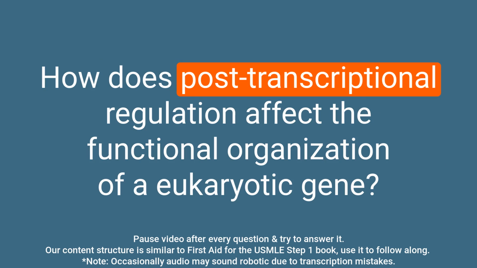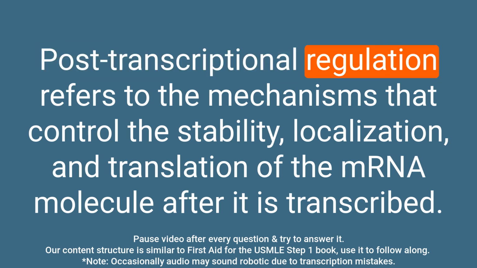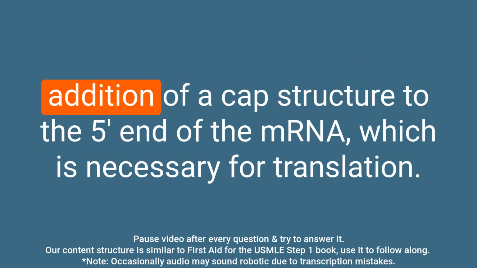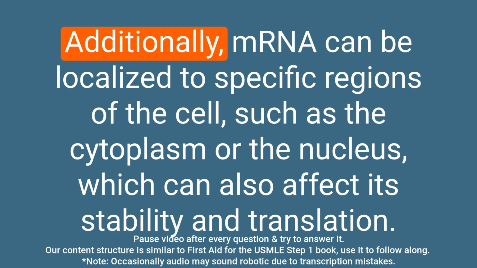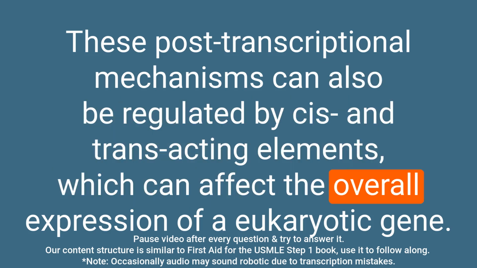Question: How does post-transcriptional regulation affect the functional organization of a eukaryotic gene? Answer: Post-transcriptional regulation refers to the mechanisms that control the stability, localization, and translation of the mRNA molecule after it is transcribed. These mechanisms include the addition of a poly-A tail to the 3' end of the mRNA, which increases its stability, and the addition of a cap structure to the 5' end of the mRNA, which is necessary for translation. Additionally, mRNA can be localized to specific regions of the cell, such as the cytoplasm or the nucleus, which can also affect its stability and translation. These post-transcriptional mechanisms can also be regulated by cis and trans-acting elements, which can affect the overall expression of a eukaryotic gene.